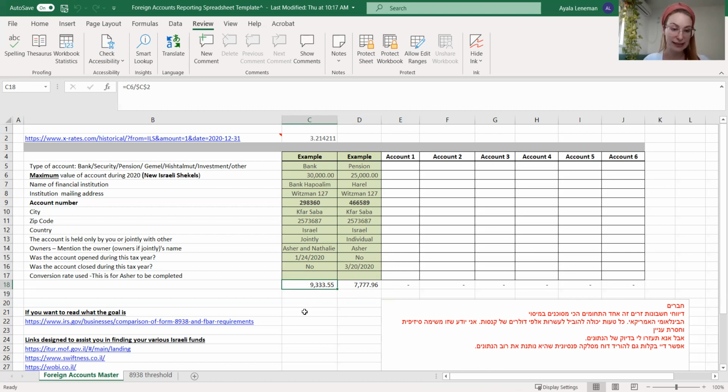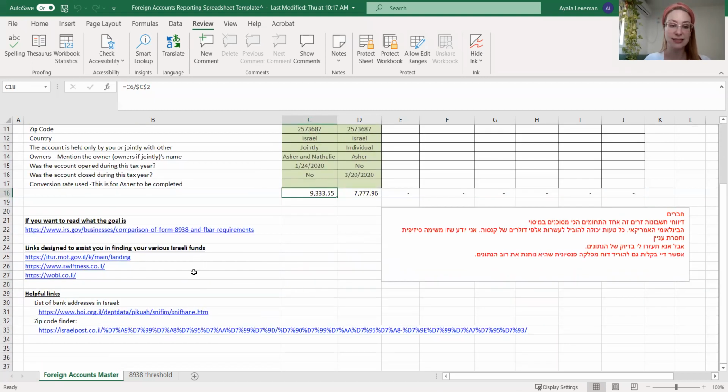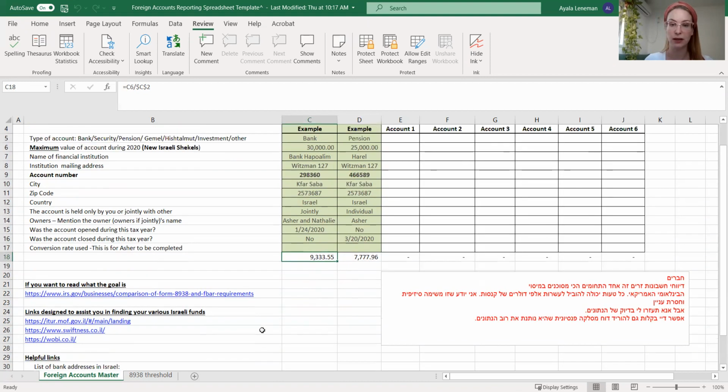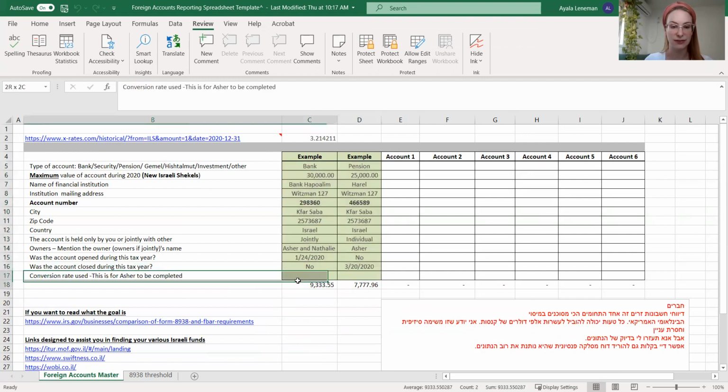To help you complete this, I have a few links here at the bottom. These links help you find out what type of various Israeli funds you have. Here is where you could find a list of bank addresses in Israel. And here is a link to find the zip code for Israeli addresses. It's just important we have all of these boxes completed. And this last one is for office use.